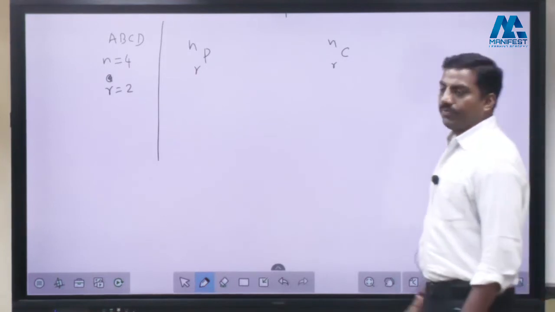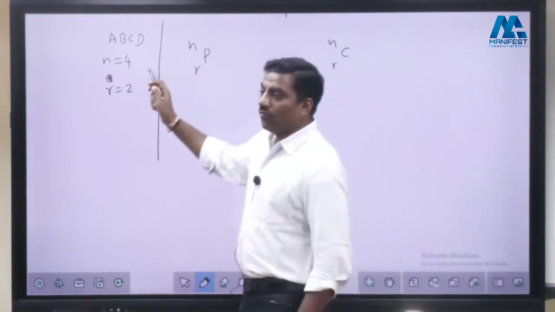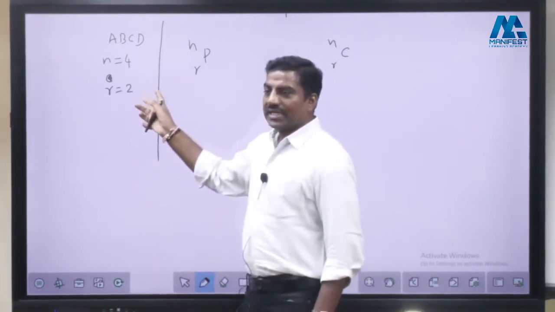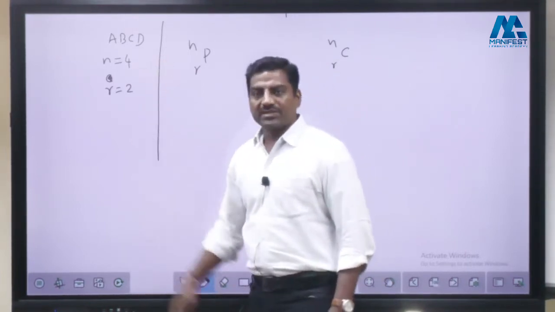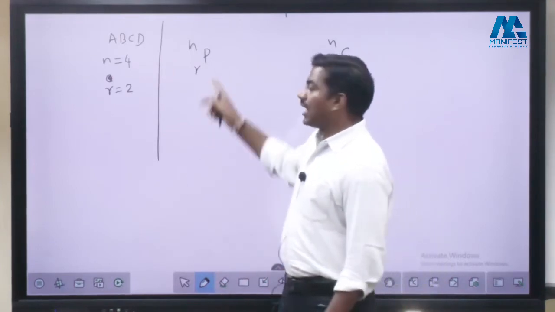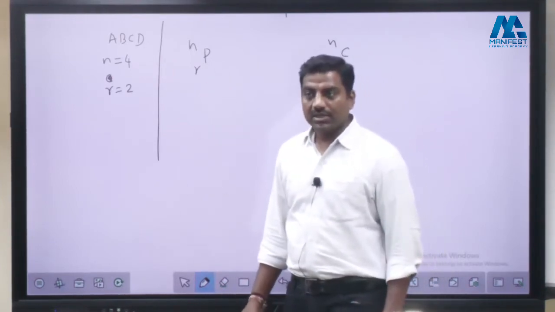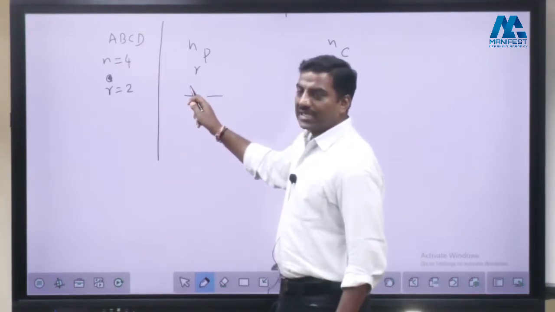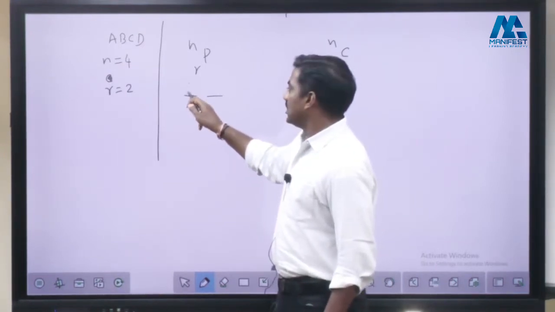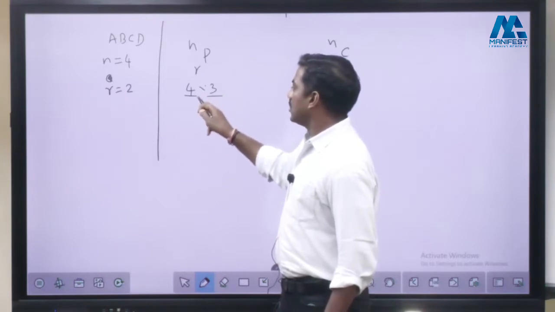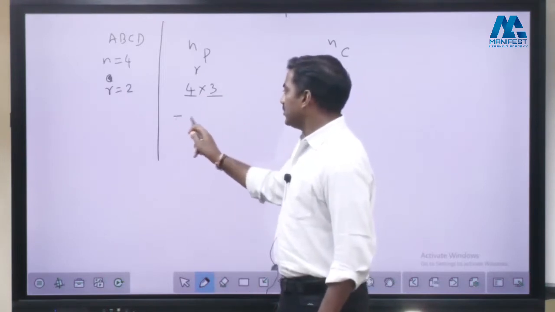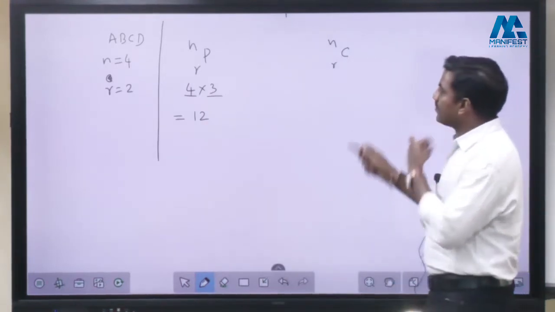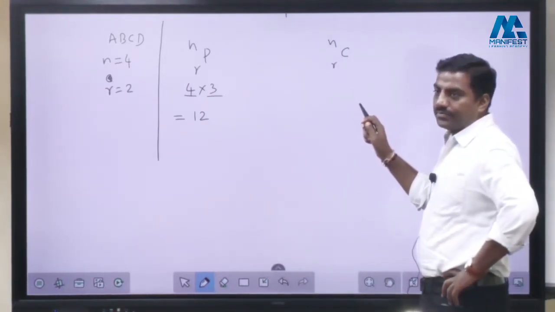I have already told you, when n is equal to 4, we have to begin with 4. It is as good as selecting 2 persons out of 4 persons. But we are arranging. So first place can be filled in how many ways? Second place. So totally how much? Similarly here, nCr.